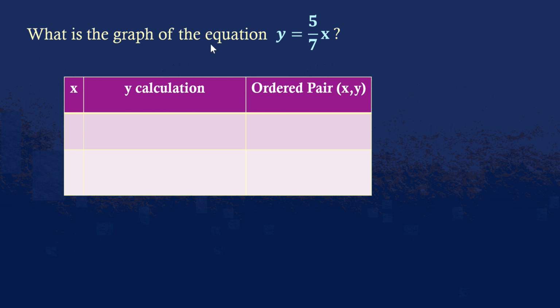What is the graph of the equation y equals 5/7 x? Well, first of all, we need to know that this equation creates a line graph. And I know this because it's a linear equation, and I know how to identify those.